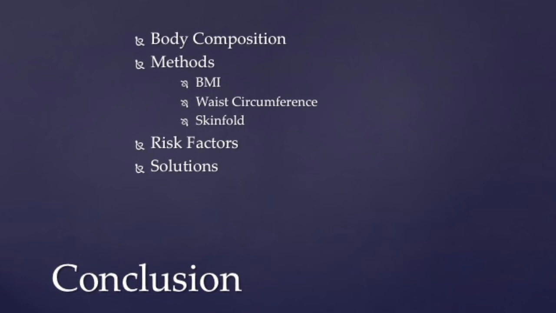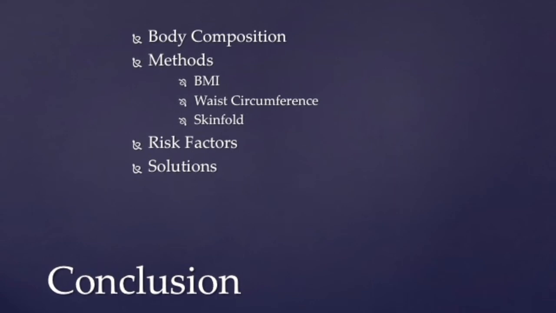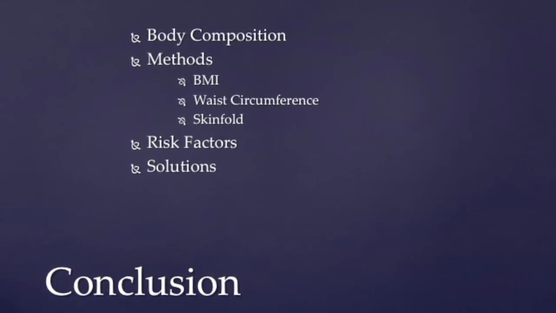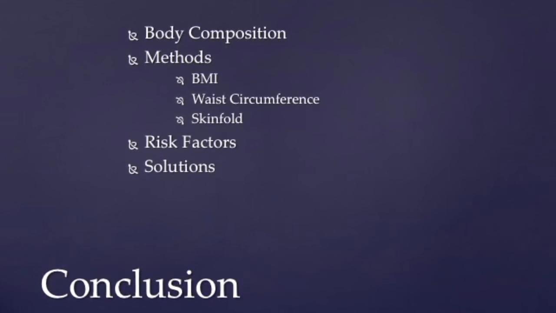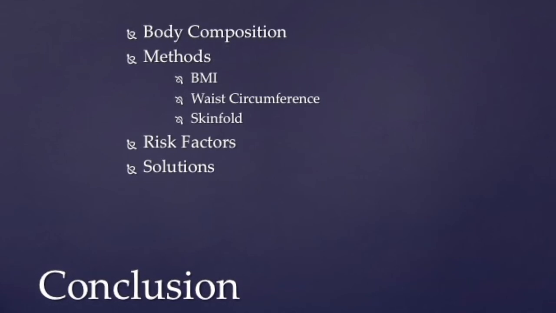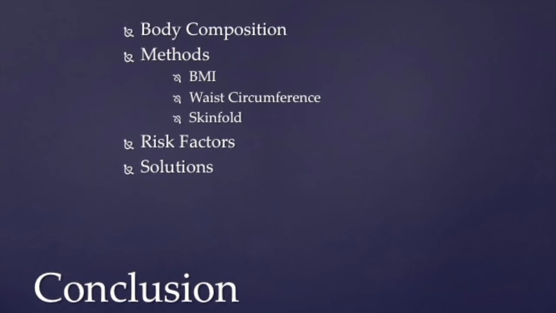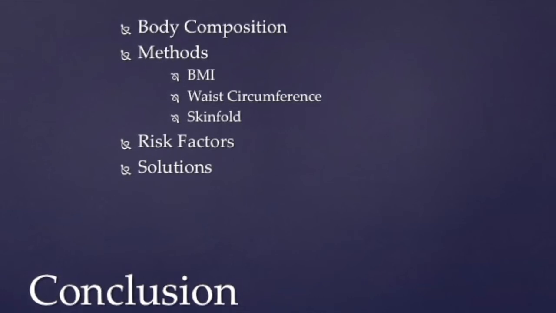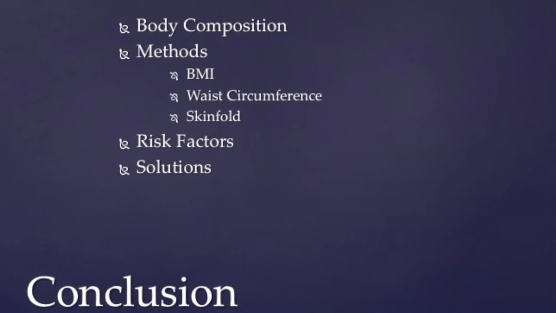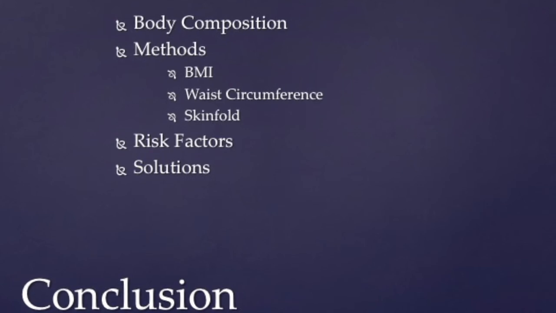In conclusion, we have discussed body composition and how it describes the percentages of muscle, fat, bone, and water. We also have talked about simple methods of taking body composition, such as body mass index, which is also known as BMI, waist circumference, and skin fold. With that, we also talked about the risk factors associated with high BMI and high waist circumference and high body fat percentages.